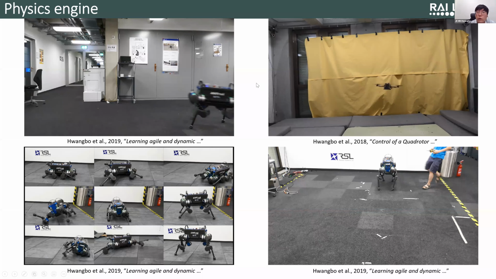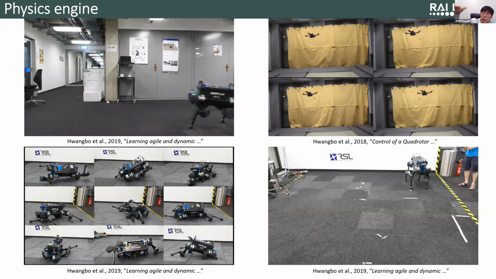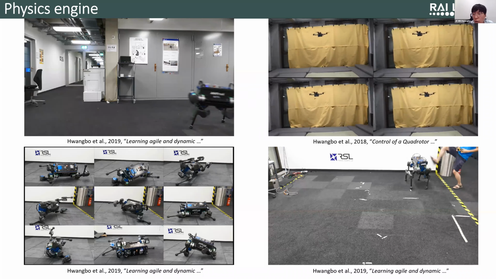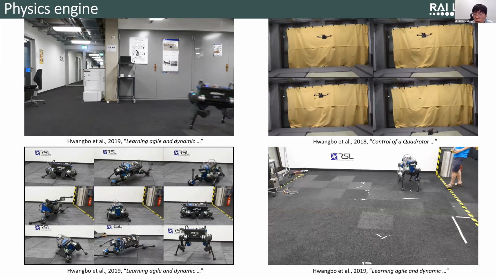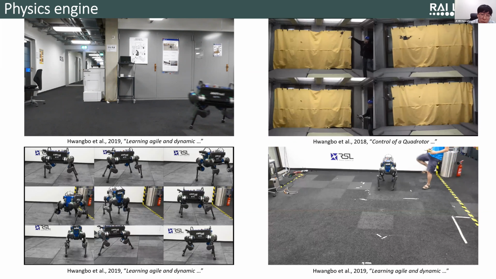We can also train a control policy for a quadrotor. This is also end-to-end training. We throw the robot in simulation, and it learns how to go back to the origin of the world frame. Okay, that's all for my talk, and I'm happy to answer your questions.